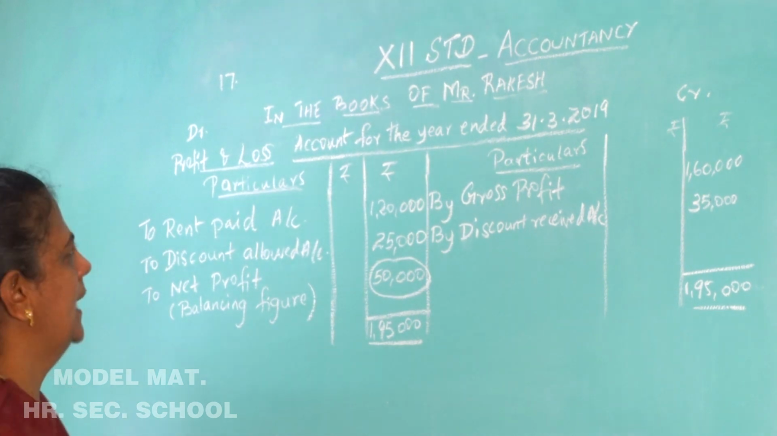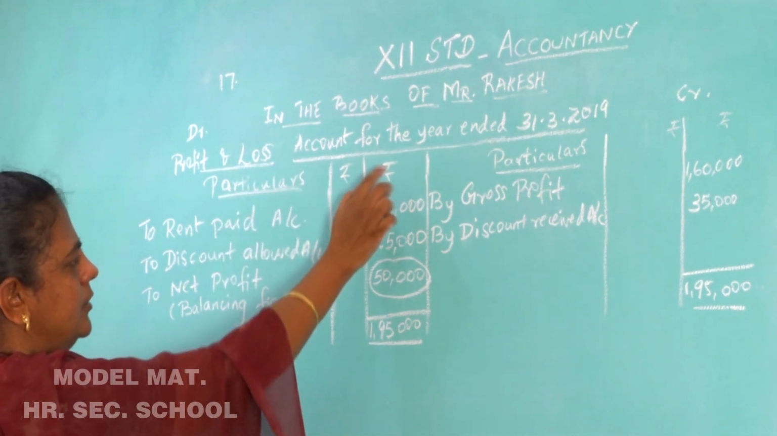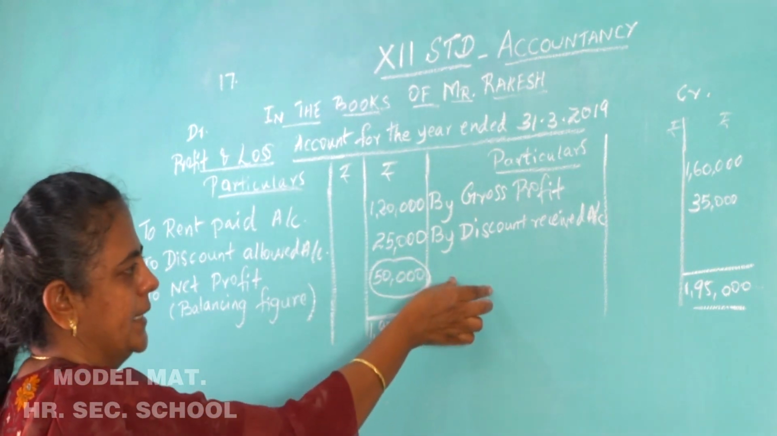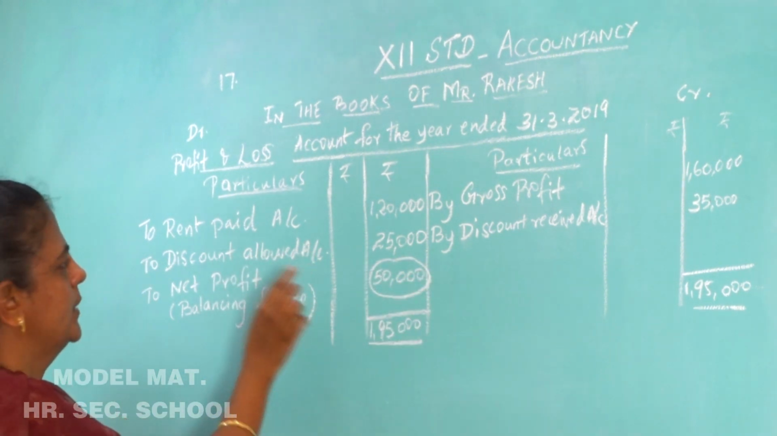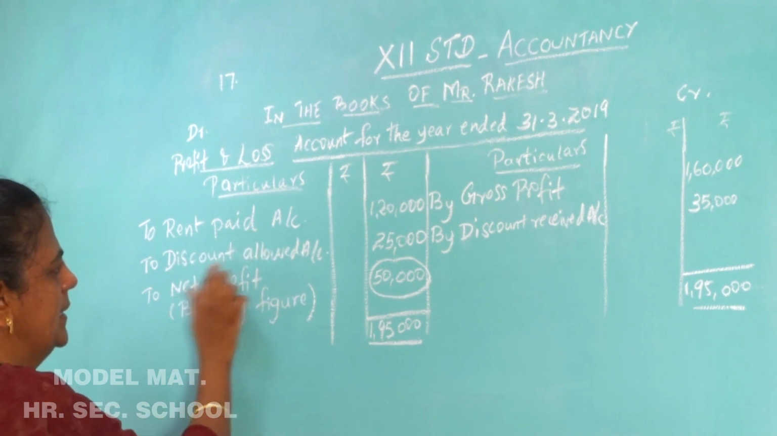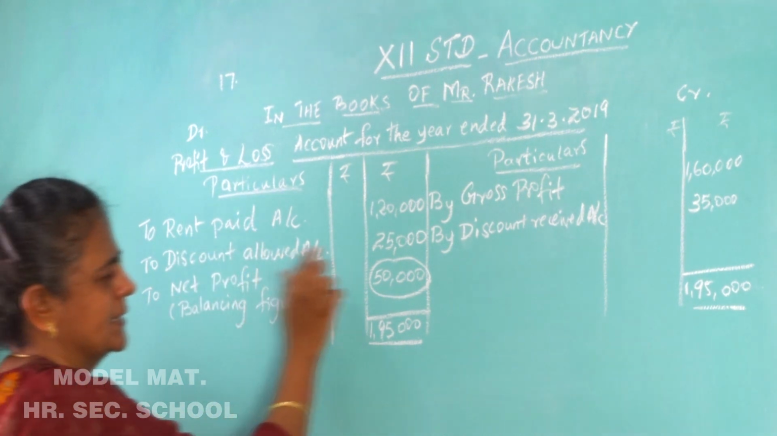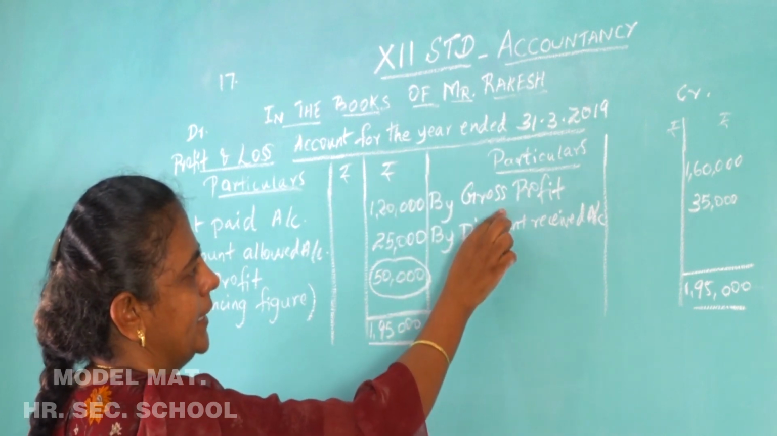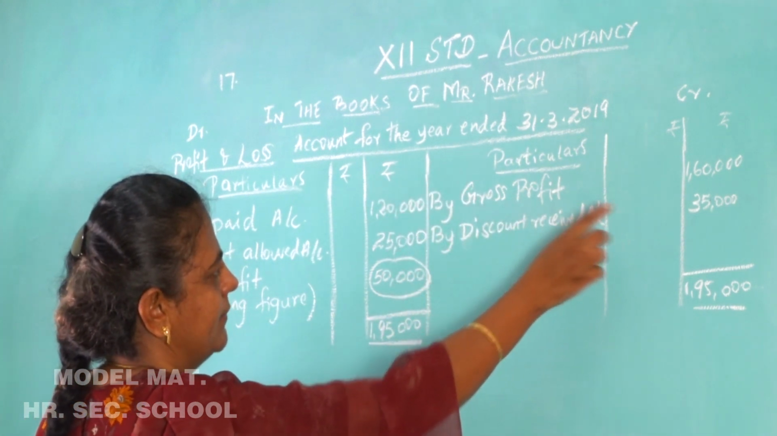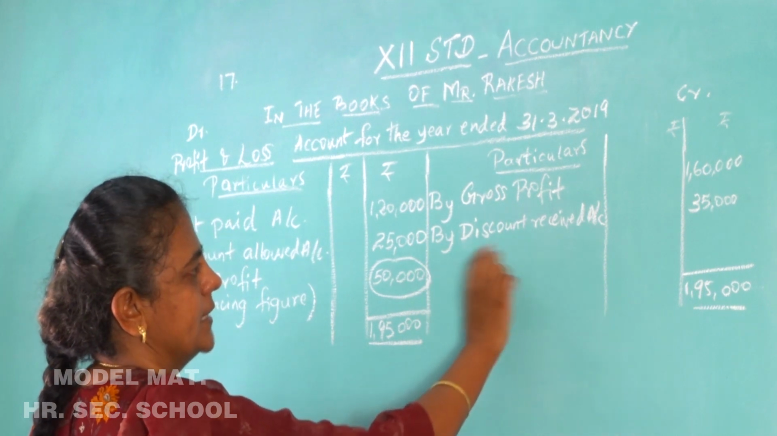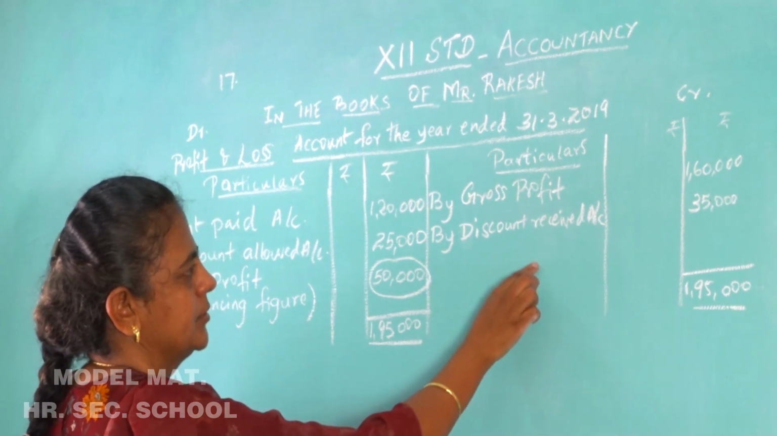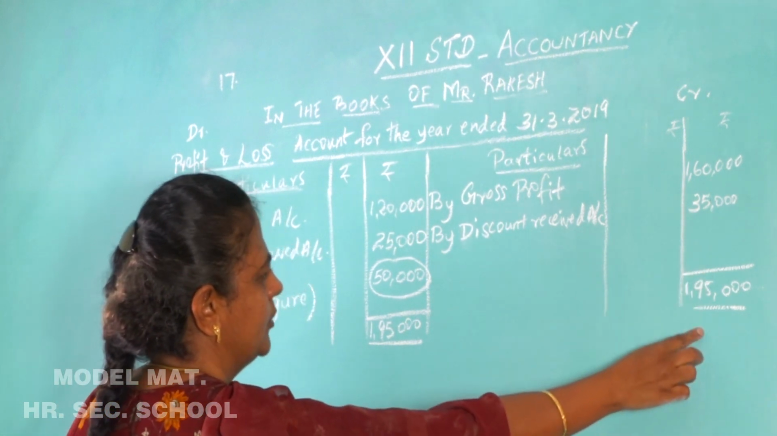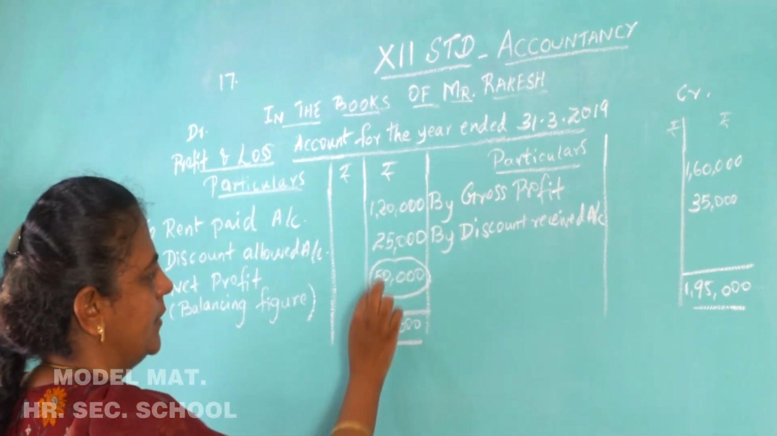Understood, children? Understood how to prepare profit and loss account? Debit all expenses and losses, credit all incomes and gains. What are the expenses given in the question? Rent paid is an expense, discount allowed is an expense. This gross profit, I have carried forward from the trading account. And discount received is an income, credit all incomes. So, by discount received I have credited here 35,000, put the total, this minus this will give you your net profit.